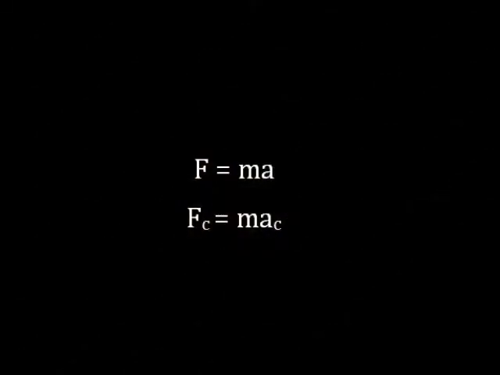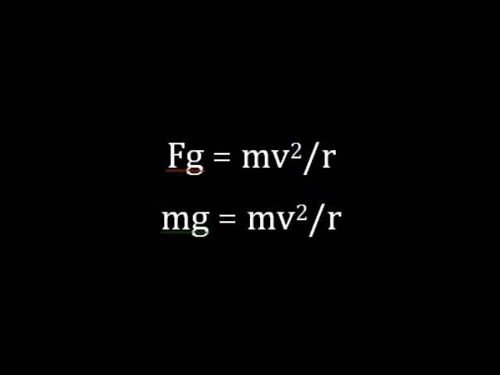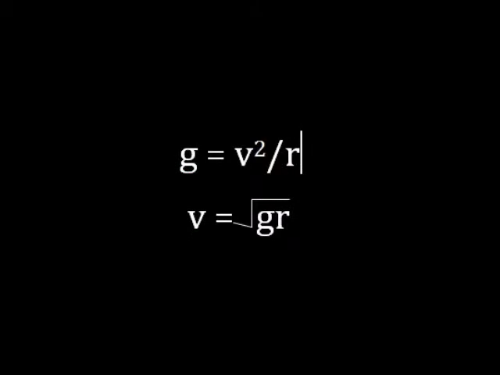According to Newton's second law, force is equal to mass times acceleration. Therefore, centripetal force is equal to the mass times centripetal acceleration. But at the top of the loop, there's only the force of gravity acting upon it in this scenario. So we can replace the centripetal force with the force of gravity in this equation, which is equal to mass times gravity. On the right side of the equation, centripetal acceleration can be broken down into velocity squared divided by its radius. The masses are the same, so they can be cancelled out.